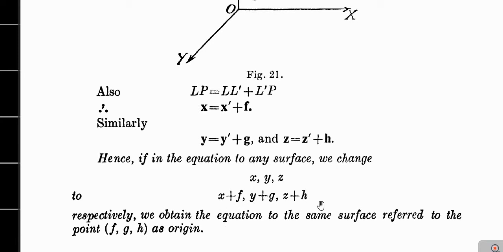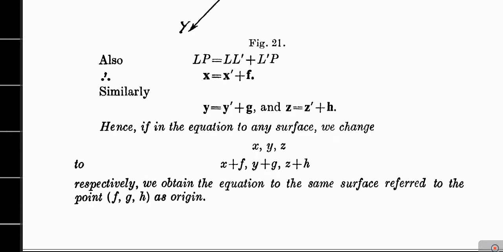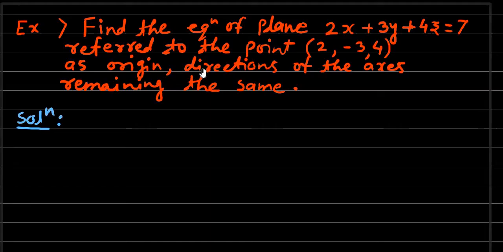So this is to be remembered here. If the origin is shifted to the point f, g, h, then in the equation of any surface, we have to put x plus f for x, y plus g for y and z plus h for z to get the equation of the same surface with reference to the new origin. We will consider one example based on this.